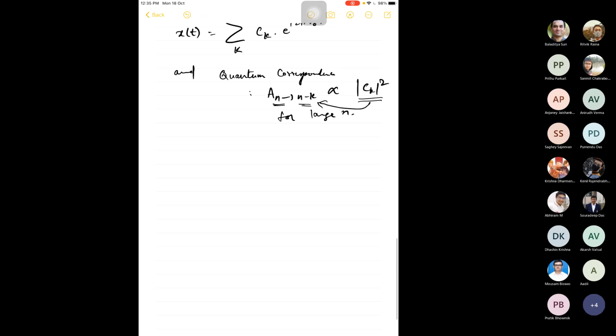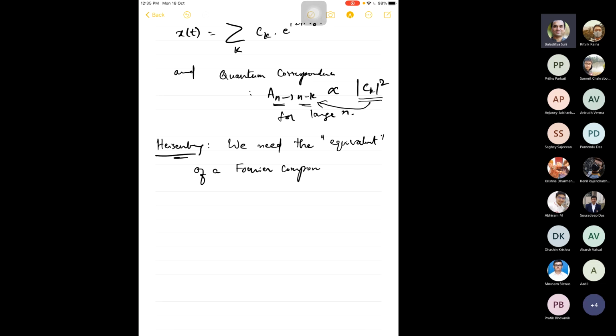So Heisenberg said, we need the equivalent of a Fourier component for small n transitions.